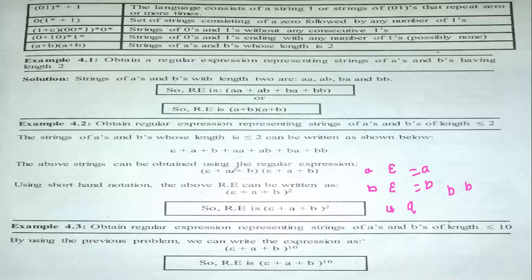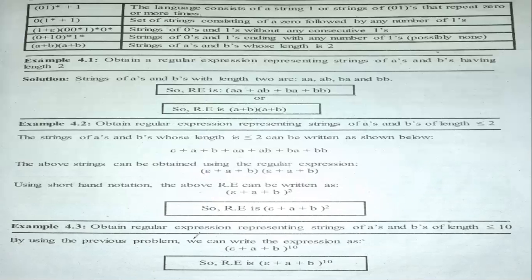And one more thing we can observe over here. Just observe, a more simplified version we can write. Epsilon plus A plus B, epsilon plus A plus B we are having, and that we write as a whole square. So the regular expression, the more simplified version, is epsilon plus A plus B whole square. If you want to write this, it is also fine. Both are right, no problem.